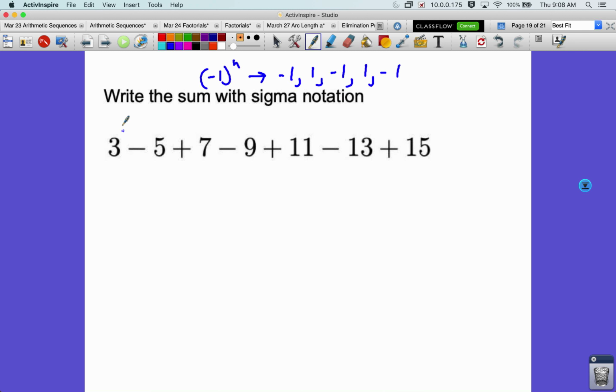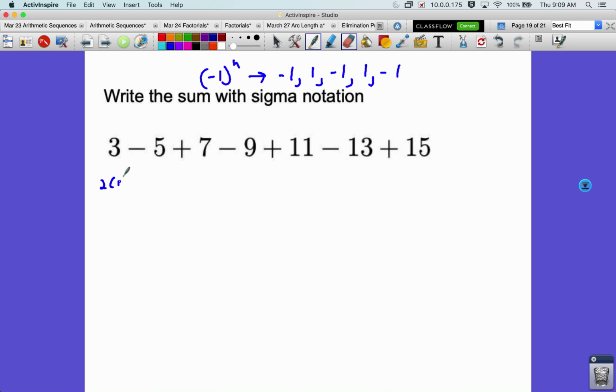So if we include that somewhere, it's going to give us that alternating pattern. Now let's look at the numbers themselves. 3, 5, 7, 9, 11. It looks like we're just counting up by 2. So I can rewrite this 3 as maybe a 2x plus 1. Well, let's not use x. Let's actually have it be a number so we can have it counting up.